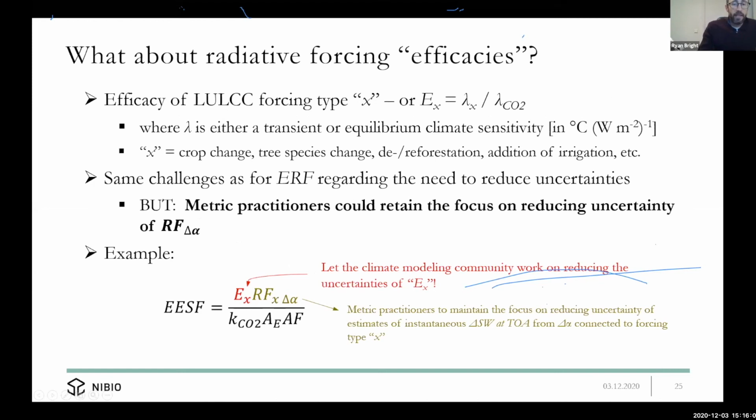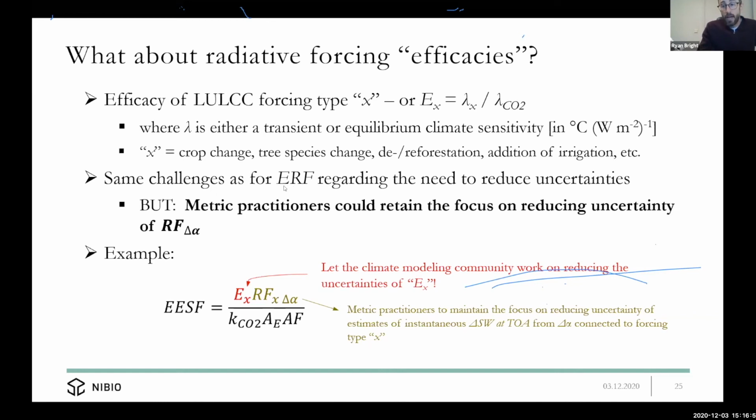So what about radiative forcing efficacies? For those who are unaware of what I mean when I say efficacy, it's essentially the transient or equilibrium climate sensitivity of some forcing agent normalized to that of CO2. And for LUCC, one could think to quantify it for various types. Again, forcing type is key because they will have different effects on the other surface properties, such as aerodynamic conductance and surface conductance.